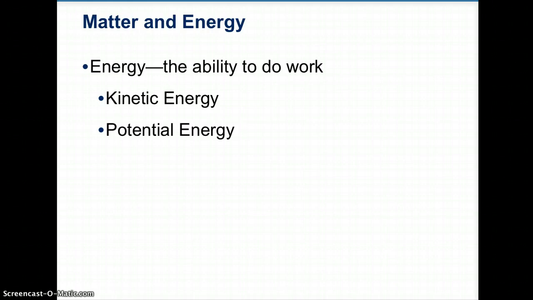An object can store energy as a result of its position. For example, the heavy ball of a demolition machine is storing energy when it is held at an elevated position. This stored energy of position is referred to as potential energy.